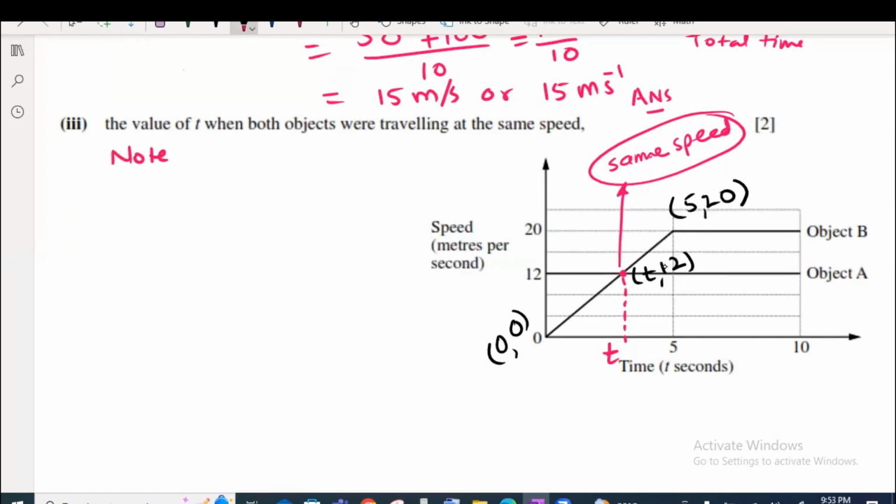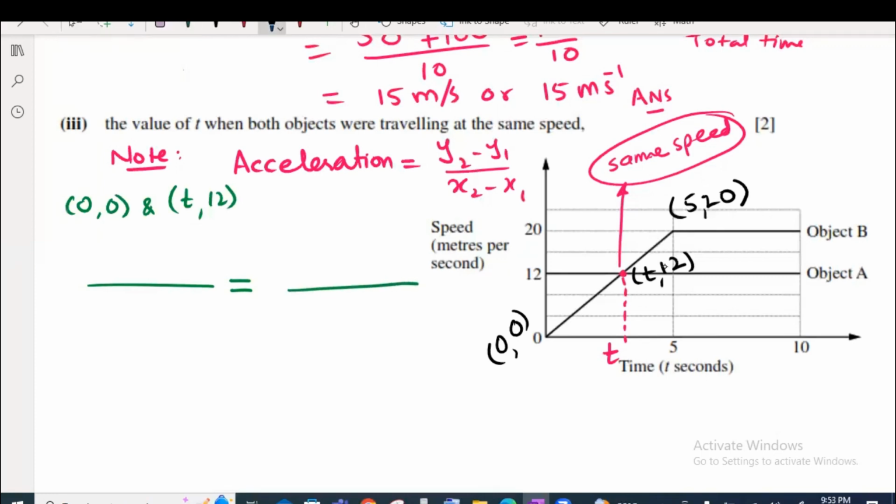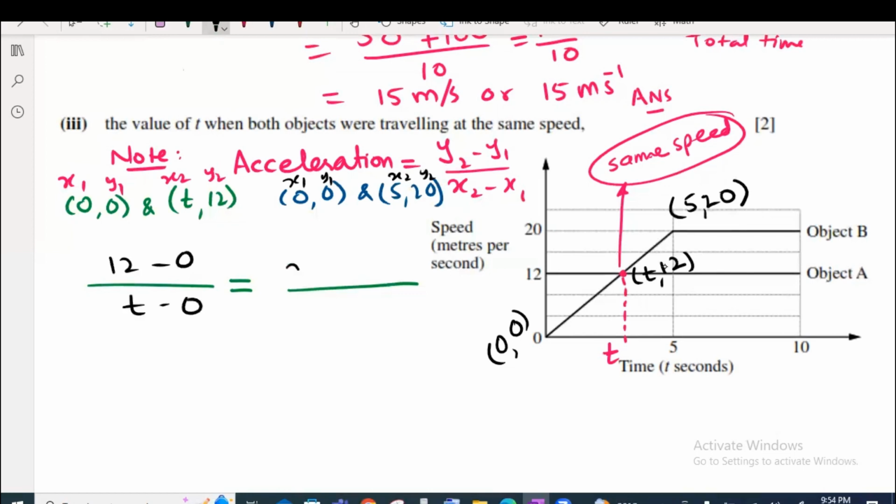You should know how to find the acceleration. Acceleration is y2 minus y1 over x2 minus x1. We take 0, 0 as x1, y1 and t, 12 as x2, y2, and the other points are 0, 0 and 5, 20. So 12 minus 0 over t minus 0 equals 20 minus 0 over 5 minus 0. It will be 12 over 20.